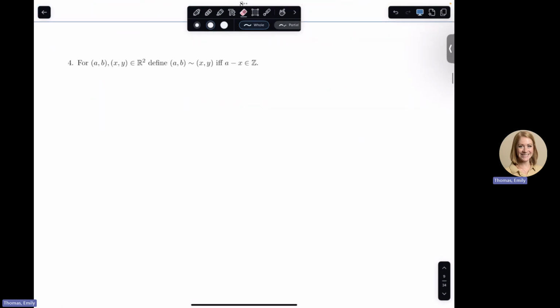All right, we have A, B, X, Y in R2. That's R cross R. These are ordered pairs of real numbers. We're going to find that A, B is related to X, Y, let's use an R again, if and only if A minus X is an integer. We are only doing scratch work.